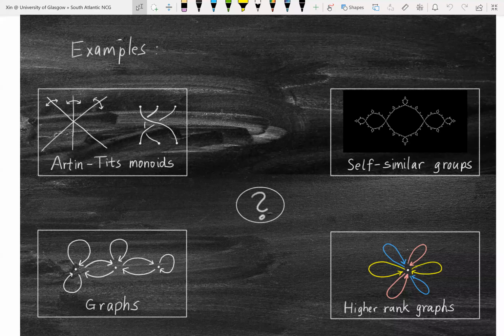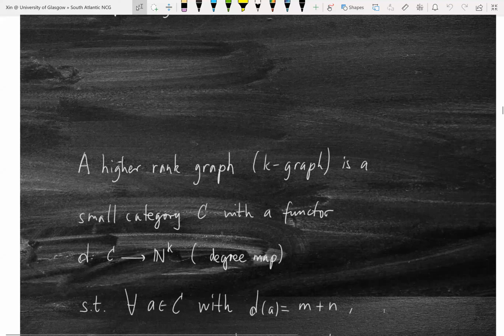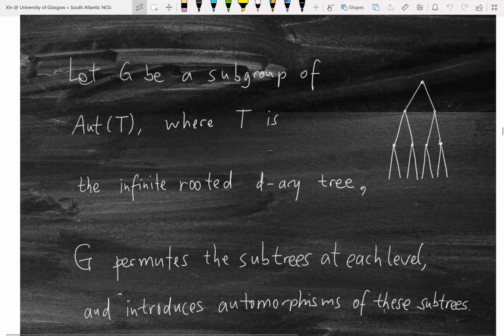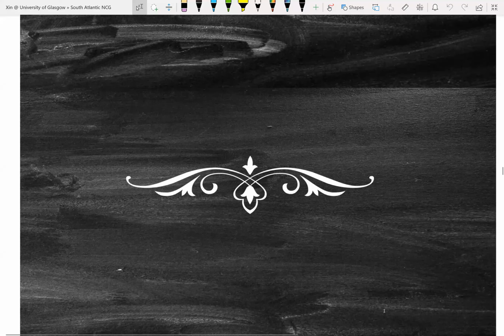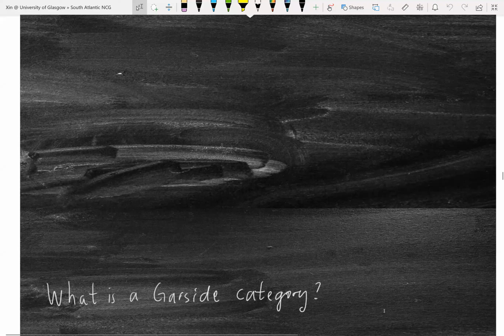And that's the next point I would like to make. So what I would like to do is to first explain to you what a Garside category is, and then explain why all these examples I showed you are actually examples of these Garside categories. Again, I'll first go through the definition and then explain the idea behind this.